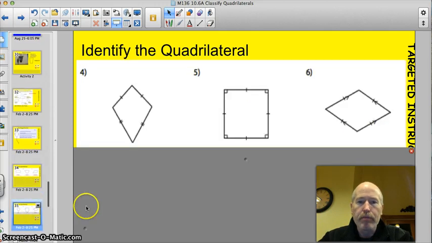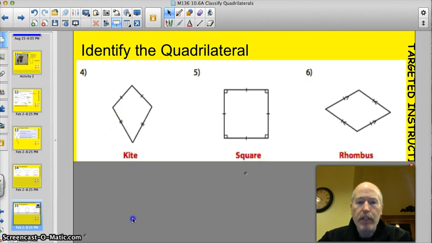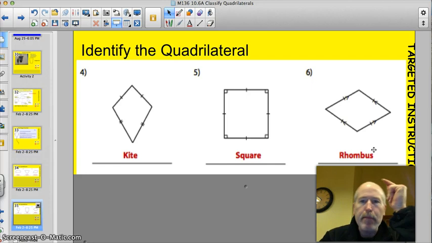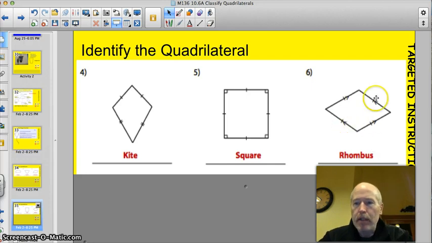Three more. Take some time. All right. This one here is a kite. It has two sets of congruent sides, but they are adjacent, next to each other, not opposite. Here's a square, all four sides. Notice the one little tick showing that all four sides are congruent, or the same. And here we have a rhombus. Four congruent sides, but they are not at right angles.